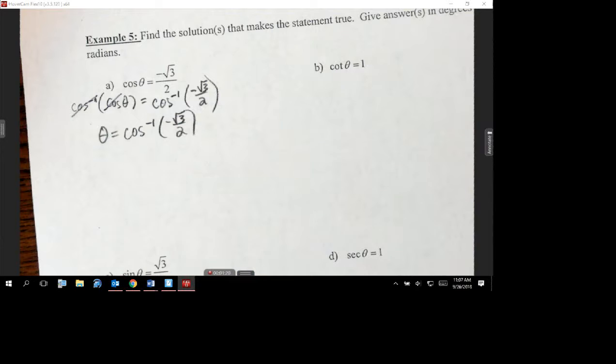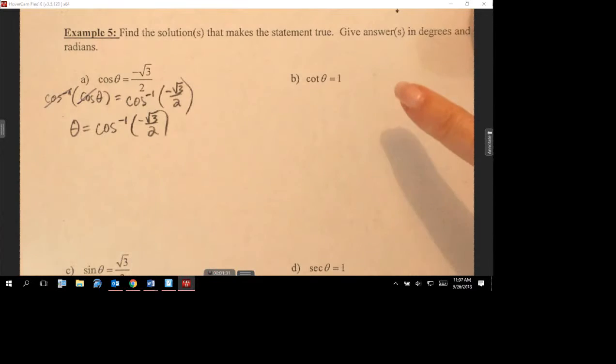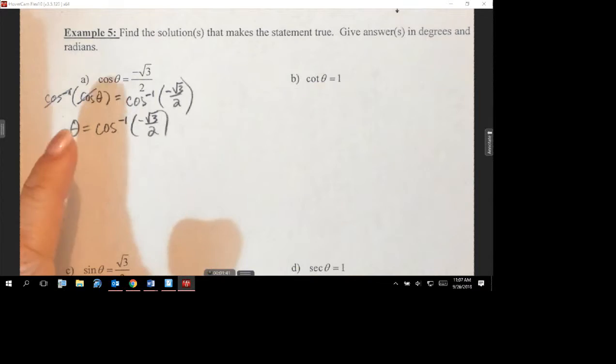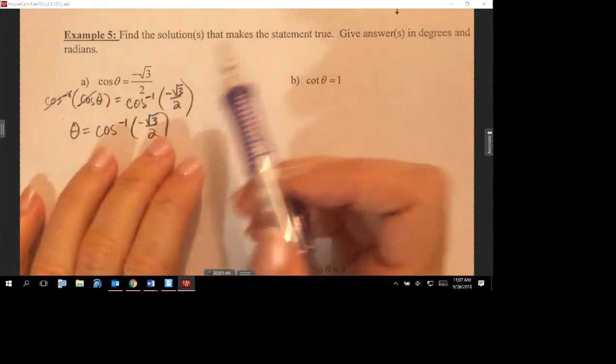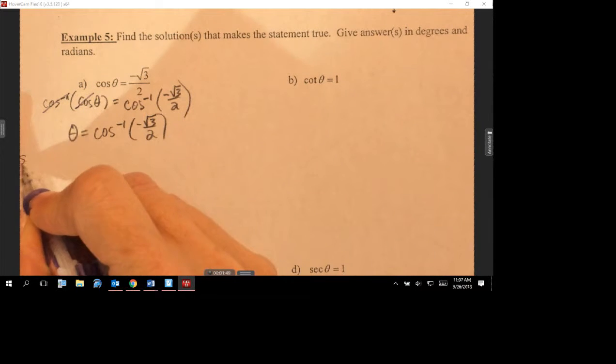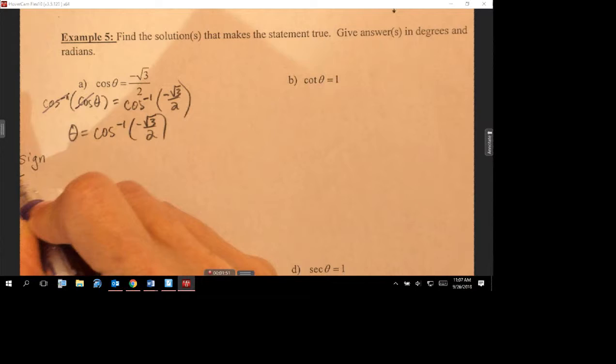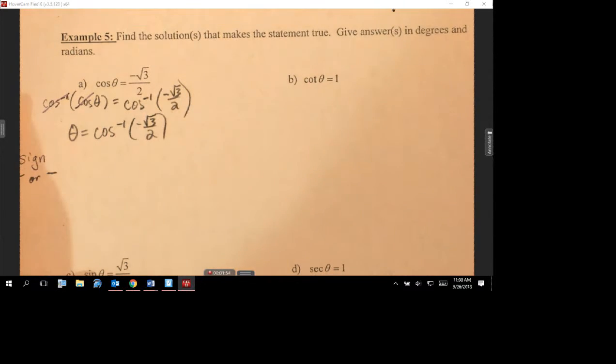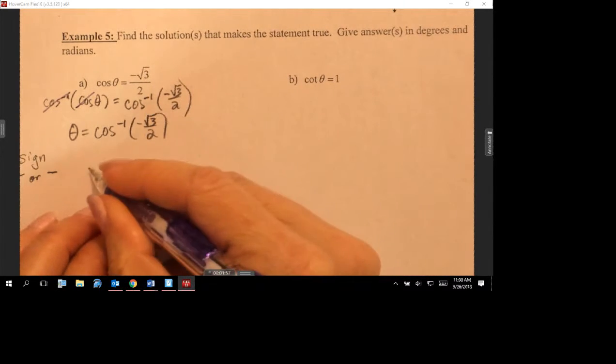However, this is not a calculator question. It doesn't say in the directions, but these are all special angles, so you would not be able to pull out your calculator. This will be on a non-calculator section. I'm just showing you the process. What I'm going to do is first look at the sign, whether it's positive or negative, and figure out the reference angle.